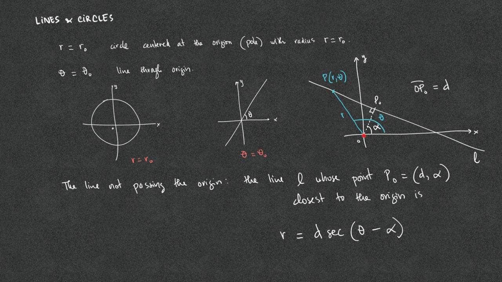d over r. If we isolate r, we have d over cosine of (theta minus alpha), which is the equation of the line L whose point P0 (d, alpha) is closest to the origin. r equals d secant (theta minus alpha).